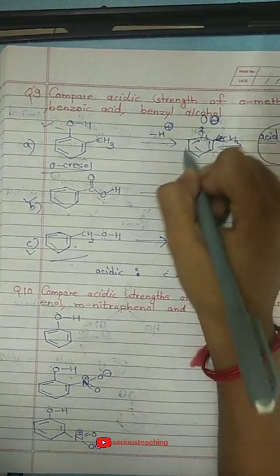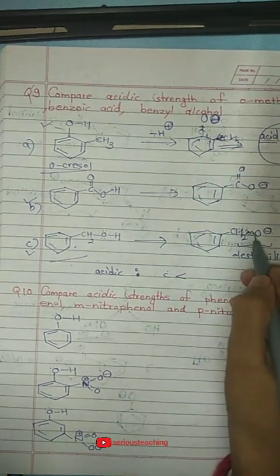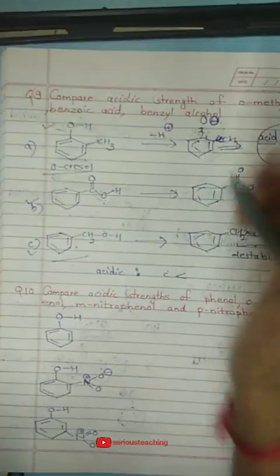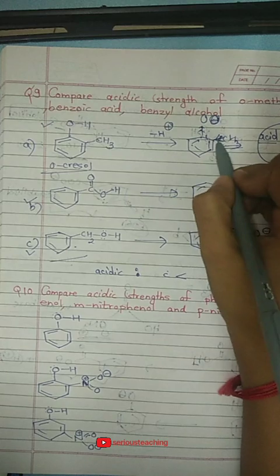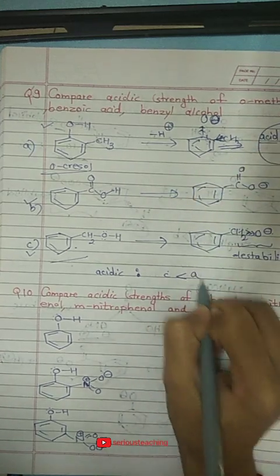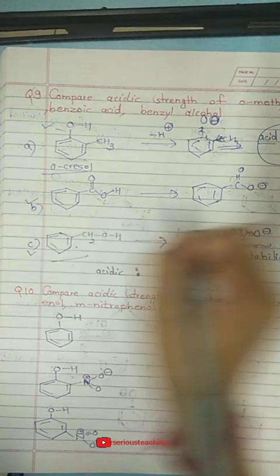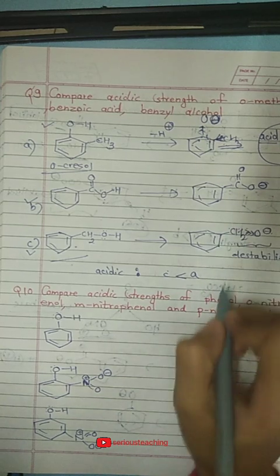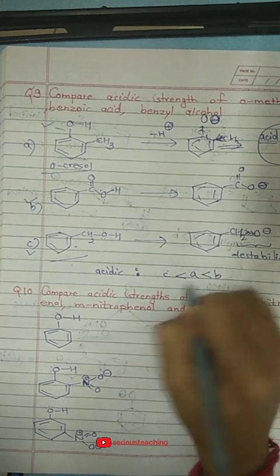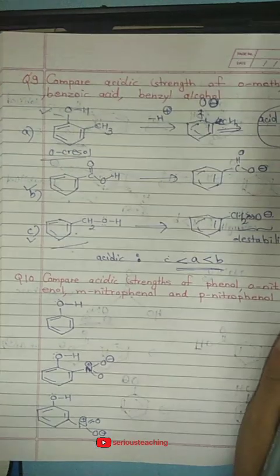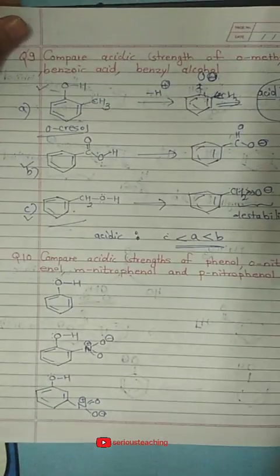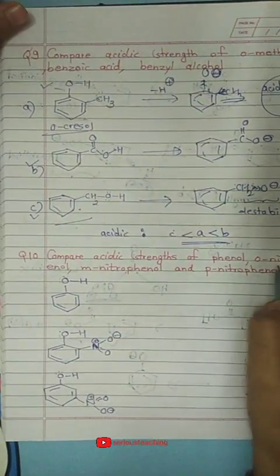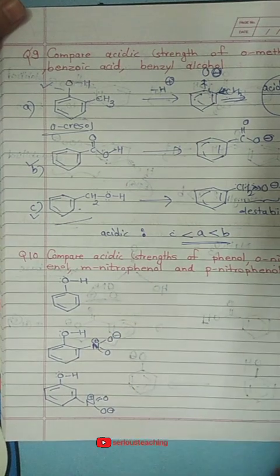But resonance is also present here, and due to this, between A and C, A will be slightly more stable. Therefore, it will come in second position. And at last, here only the resonance effect is present, which is stabilizing the compound. Therefore, B will be most acidic. And the last question of this series is the acidic strength of phenol, ortho-nitrophenol, meta-nitrophenol, and para-nitrophenol.